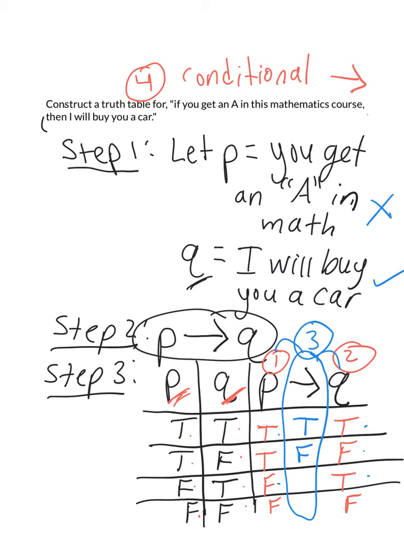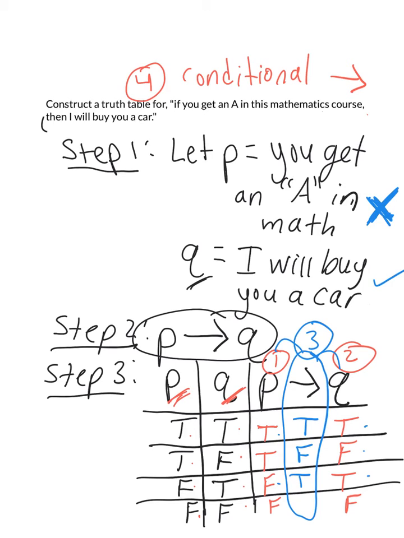Well, if my promise is, if you get an A in math, then I'm buying you the car. If you never got the A in math to begin with, then who cares what I do? Who cares if I don't buy you the car or if I buy you 20 cars? The whole point is that you have to come through with the if portion of the deal for me to have either lied or told the truth. If you never come through with the if portion, then I've told the truth regardless.